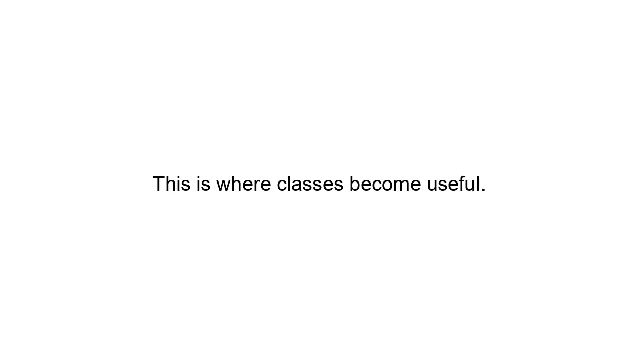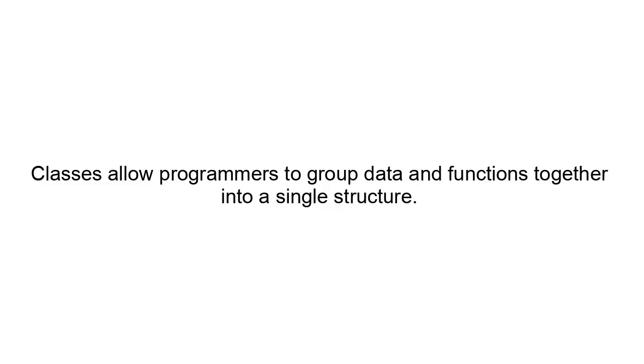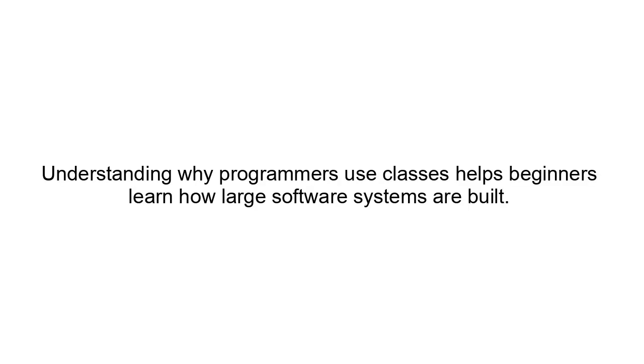Classes are a core concept in object-oriented programming, OOP, and are used in many programming languages such as Java, Python, C++, C#, Kotlin. Classes allow programmers to group data and functions together into a single structure. This makes programs easier to understand, easier to maintain, easier to reuse. Understanding why programmers use classes helps beginners learn how large software systems are built.